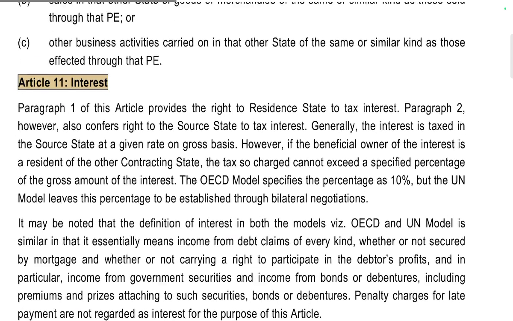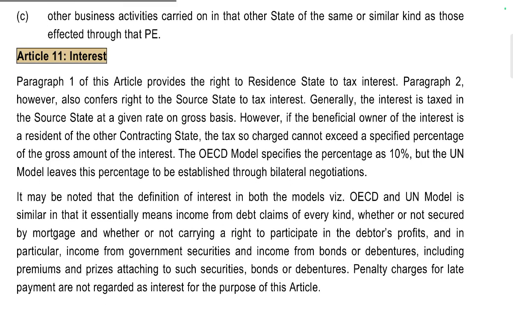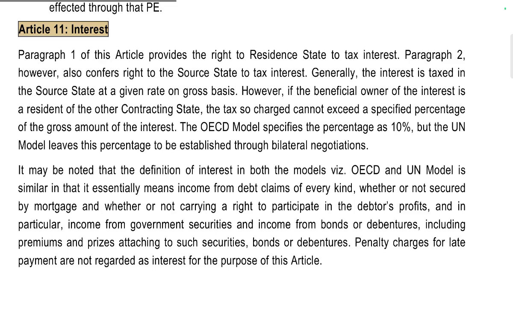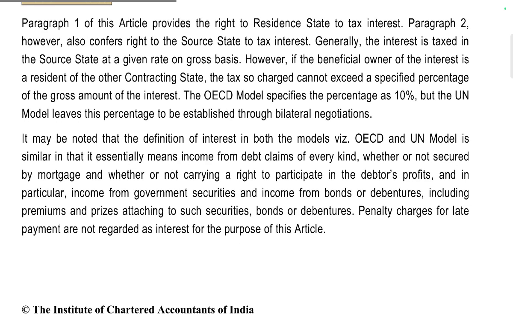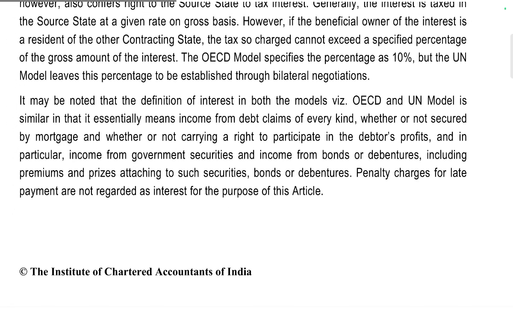Article 11, Interest. In paragraph 1, the article provides the right to the resident state to tax interest. Paragraph 2, however, also gives the source state a right to tax interest. Generally, the interest tax in the source state is charged at a given rate. However, if the beneficial owner of the interest is a resident of the other contracting state, the tax cannot exceed a specific percentage of the gross amount of the interest. In the OECD model the specified percentage is 10%, but the UN model leaves the percentage to be established through bilateral negotiation.